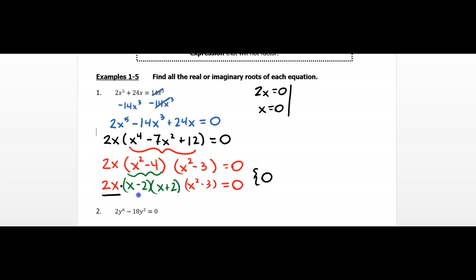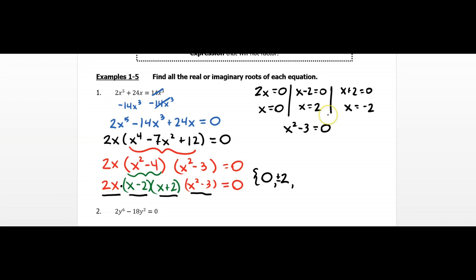Okay, another possibility is x minus 2. If x minus 2 is equal to 0, then x equals positive 2. So positive 2 is another one of our possibilities. X plus 2 could be equal to 0. So if that's the case, then x would be equal to negative 2. So negative 2 is another possibility. So I can write 2, negative 2 here, or I can even write it as plus minus 2. And then finally, x squared minus 3 could be equal to 0.